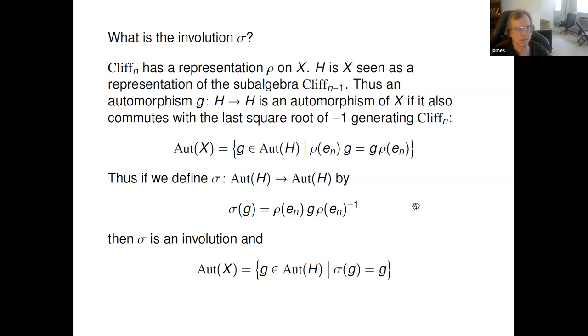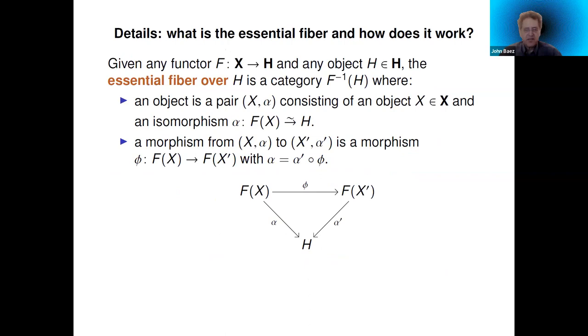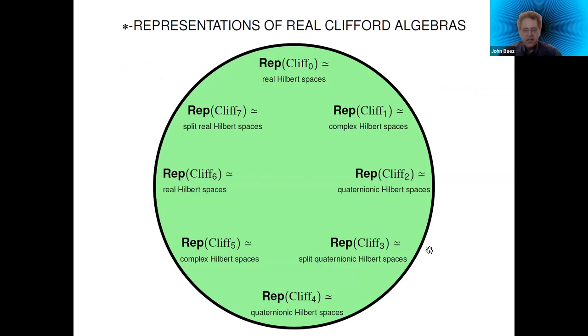So that's why we get these compact symmetric spaces. Okay. And maybe just for fun, I'll go back and look at the examples. So the real ones are the most interesting ones. So these are these categories of star representations of Clifford algebras.